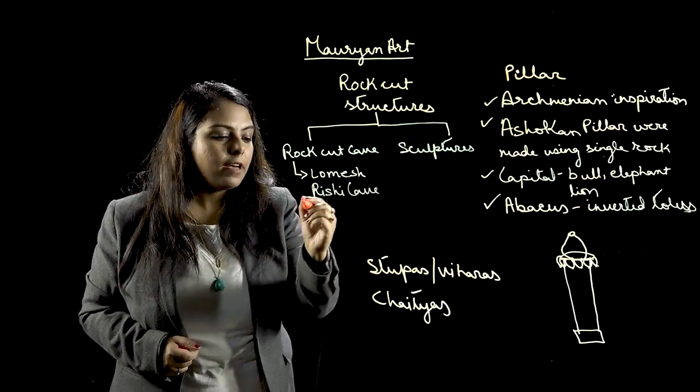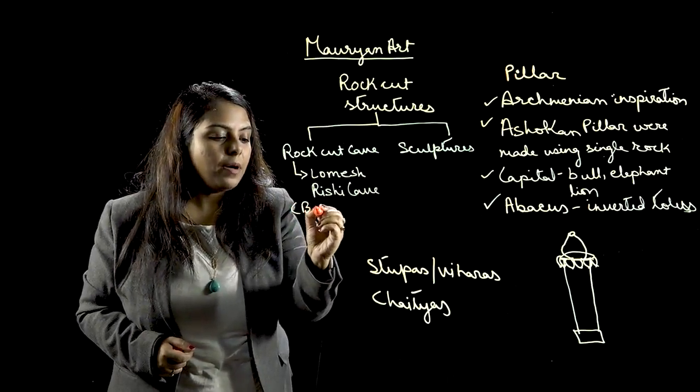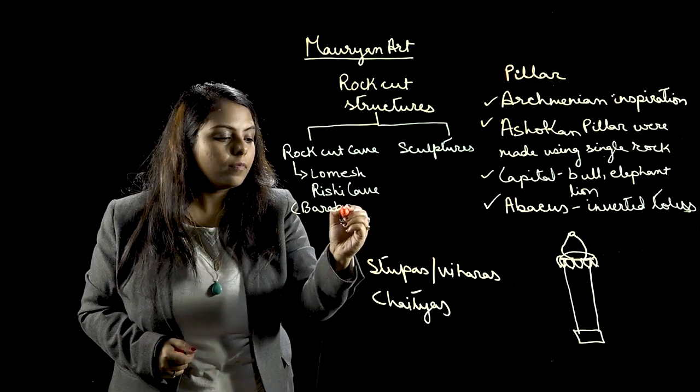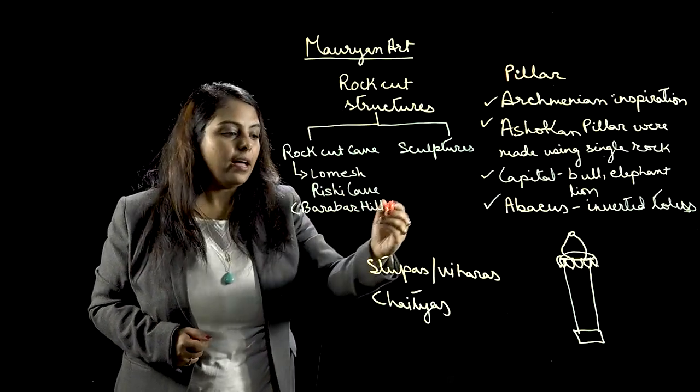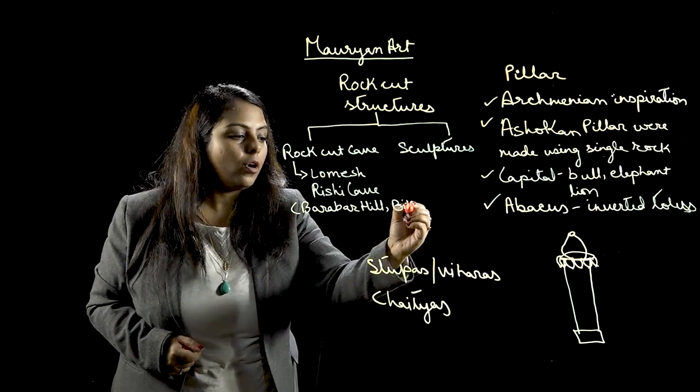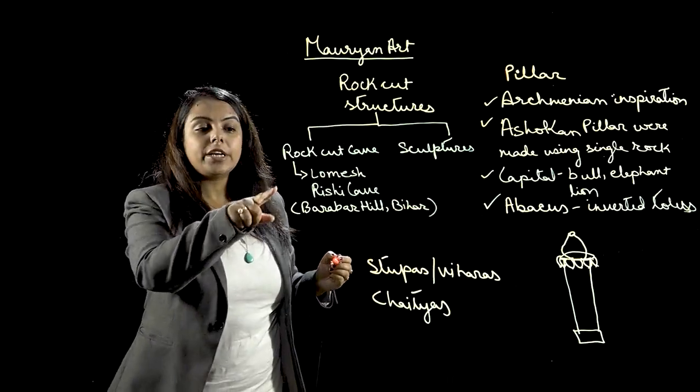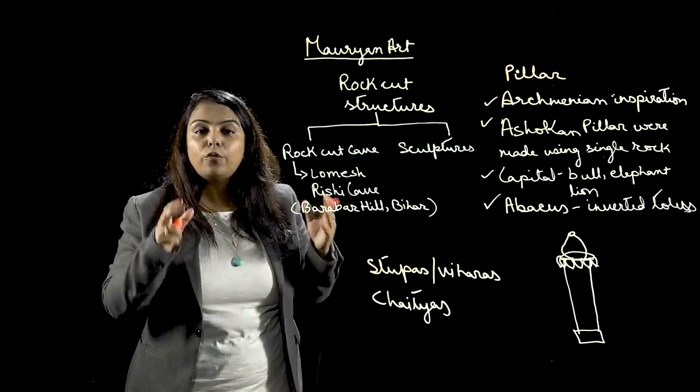Where is this cave? This cave is in Barabar Hill. And where is Barabar Hill? It is near Gaya in Bihar. So, Lomesh Rishi cave is a very fine example of a rock cut cave.